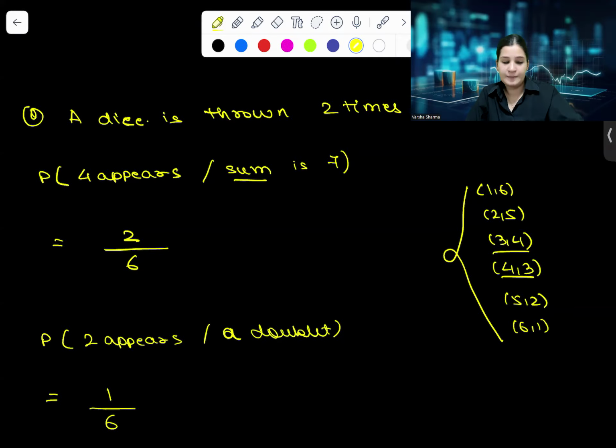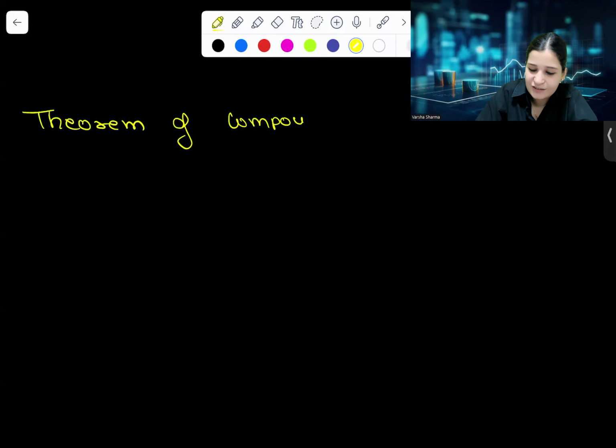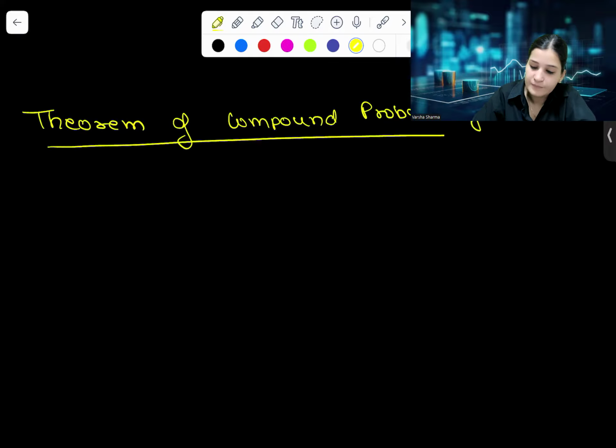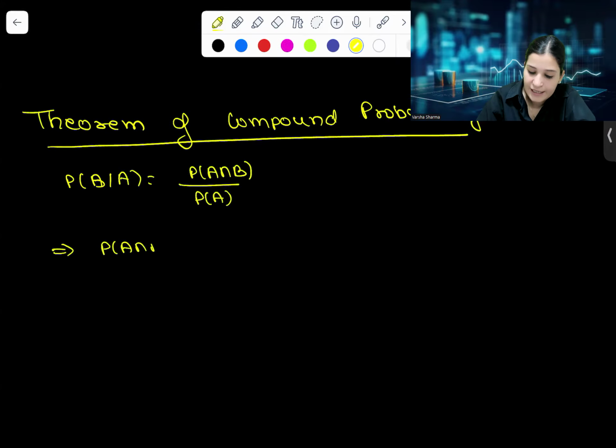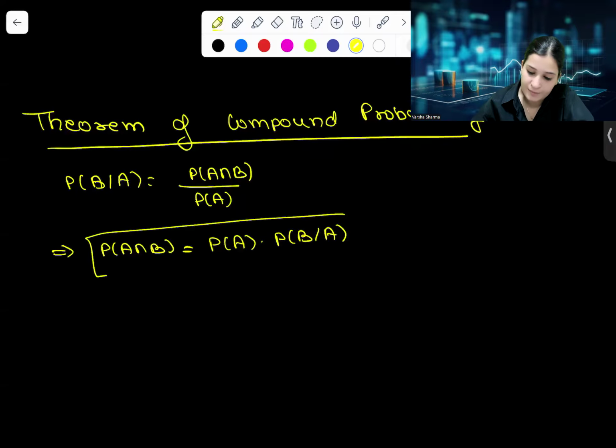Now, from here we have the theorem of compound probability. We don't really use it, it's just for theory. The formula for B given A has already occurred: from here we have the intersection. If I cross multiply, A intersection B can be written as probability of A into probability of B given A. This is compound probability.